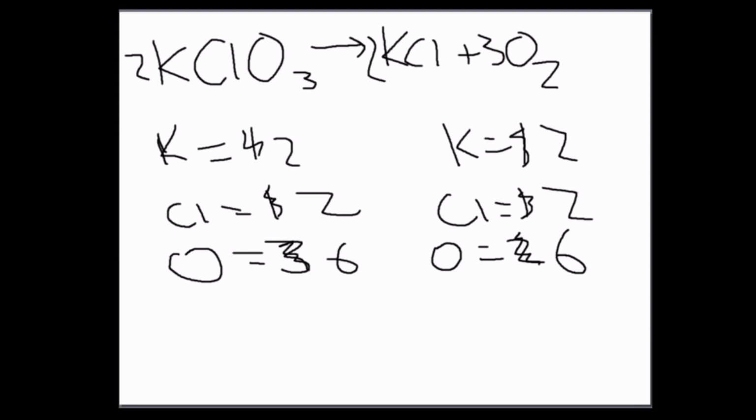So that's pretty easy. So now we're going to say, for example, that you were given 12.55 grams of KClO3, and we want to figure out how many grams of oxygen would be produced. In order to do this, you're going to have to go through dimensional analysis.